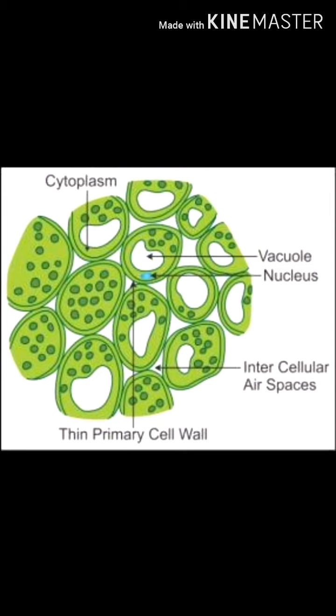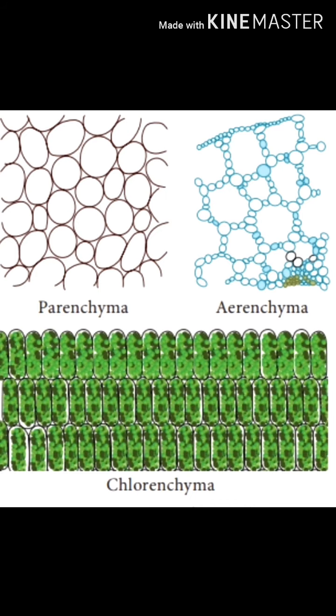It consists of cells with thin cell walls, and these cells are living. The cells are oval, spherical or polygonal in shape, and have dense cytoplasm, a small nucleus and a large vacuole. See, in these cells the vacuole is large and the nucleus is small, and these cells are loosely packed. They have large intercellular space between the cells. Intercellular space means space present between cells.